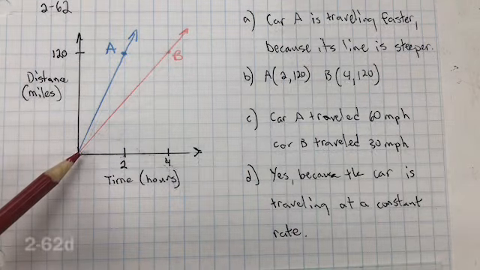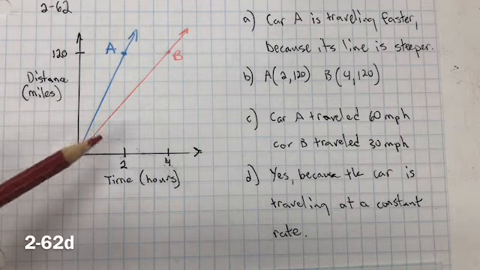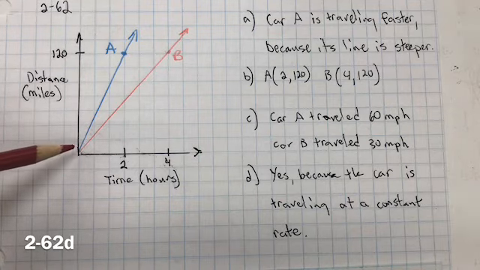For D, does the distance car A has traveled vary directly with time? Yes, because the car is traveling at a constant rate.